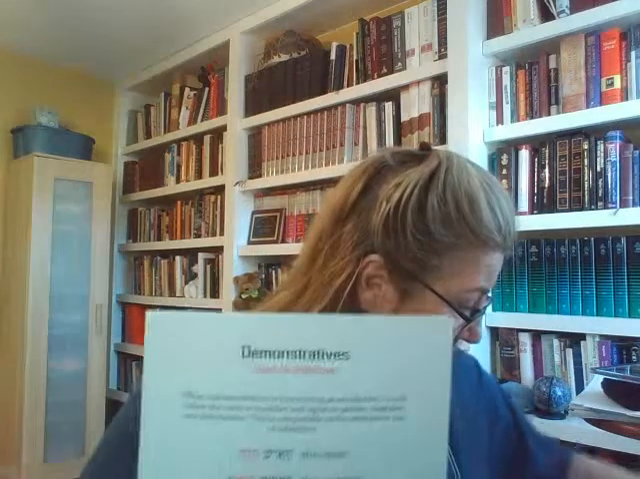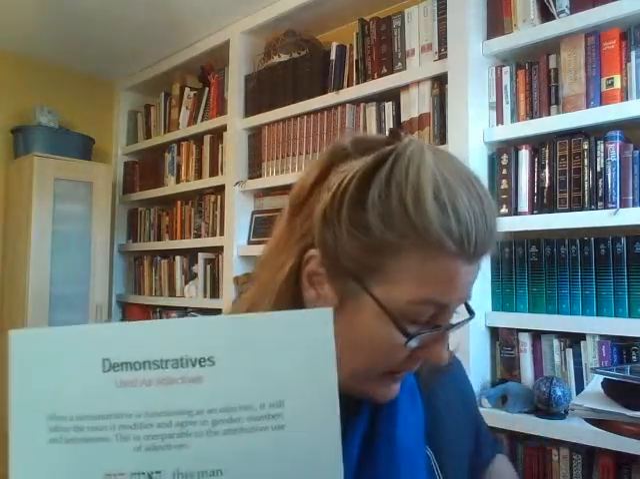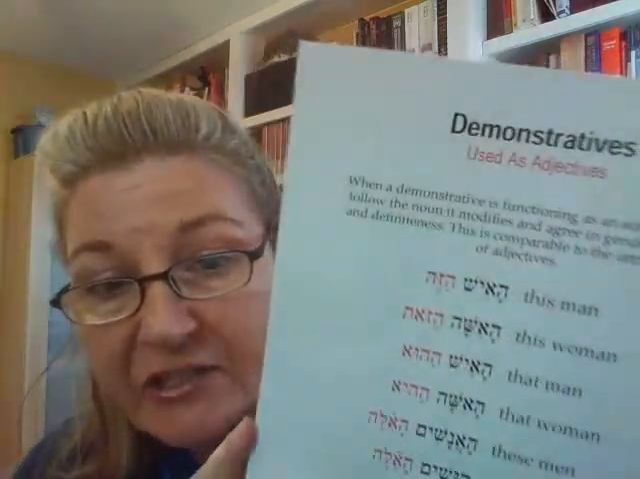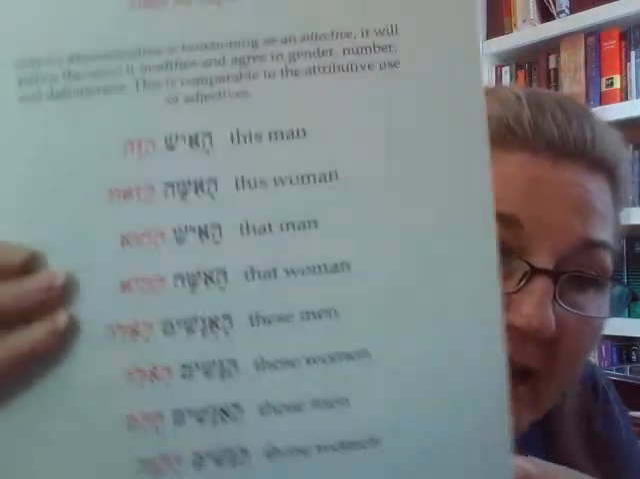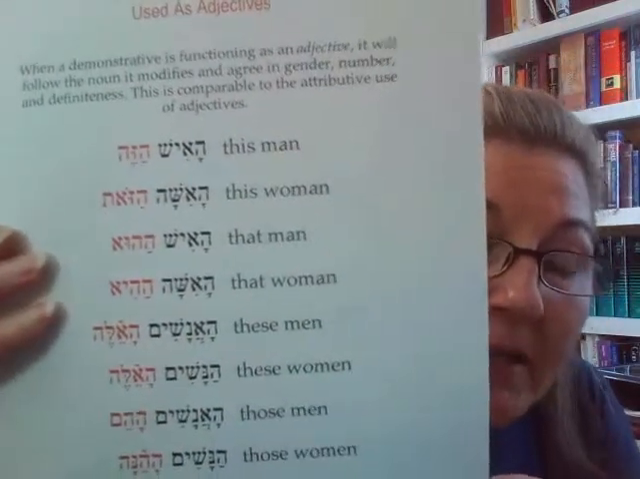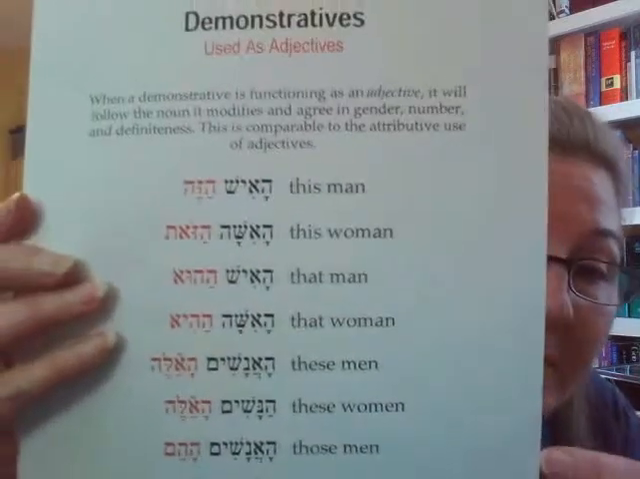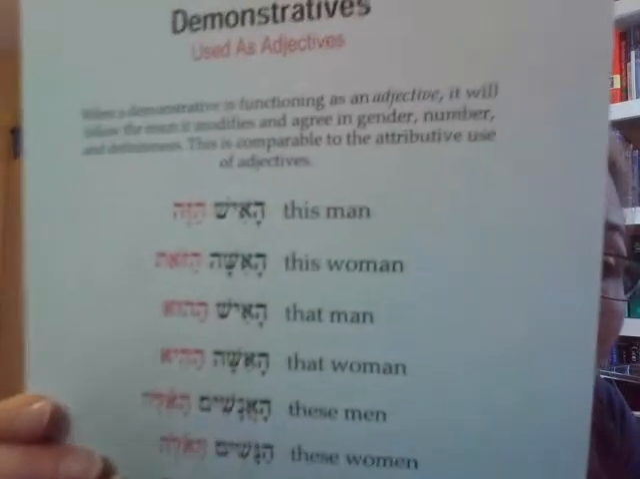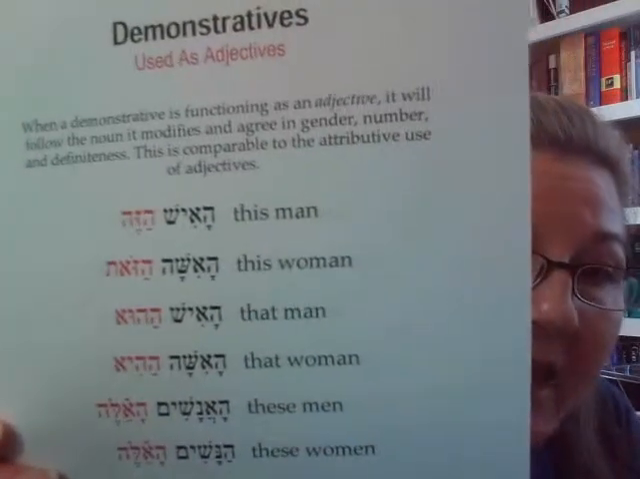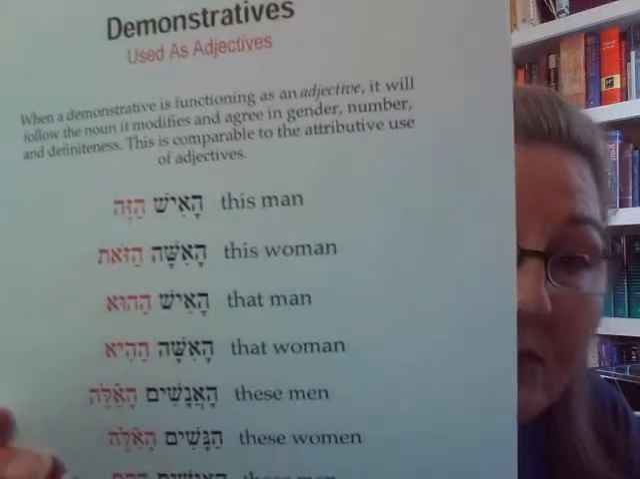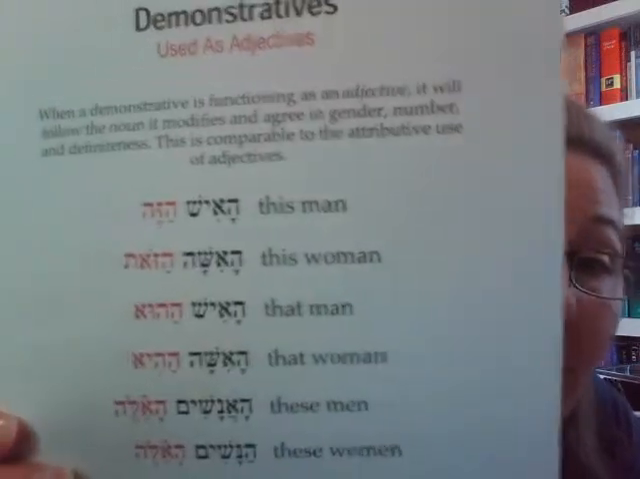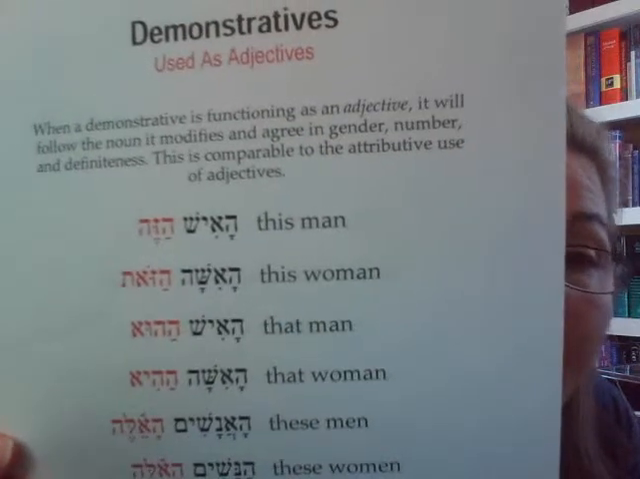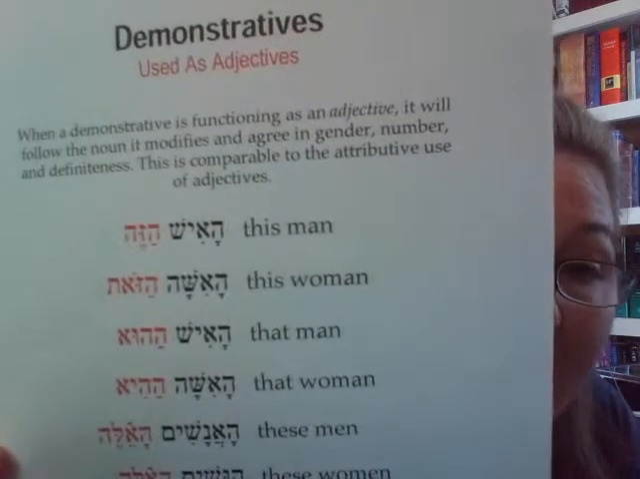Now, the demonstrative used as an adjective, as you can see here on this sheet that I have, and this makes it a little bit easier because unlike the book, actually this worksheet has your demonstrative that's used as an adjective in red. When a demonstrative is being used as an adjective, it's going to follow, this is important, it's going to come after or follow the noun that it modifies. It's going to agree in gender, number, and definiteness.